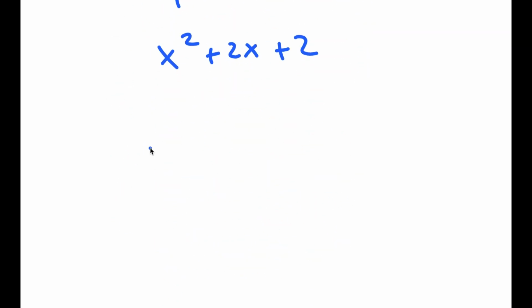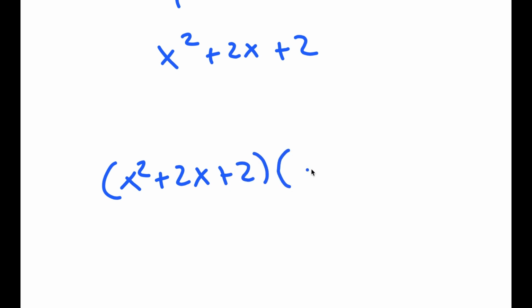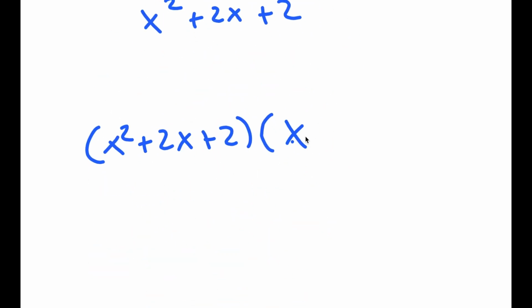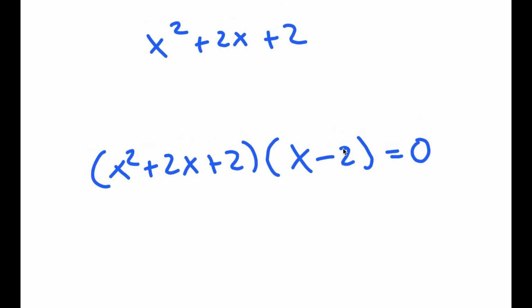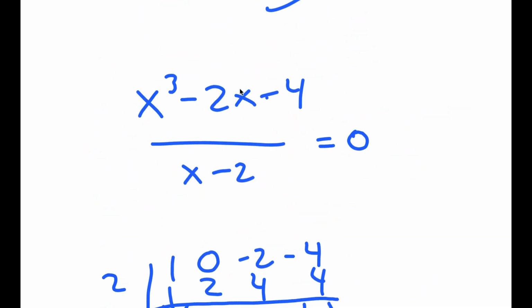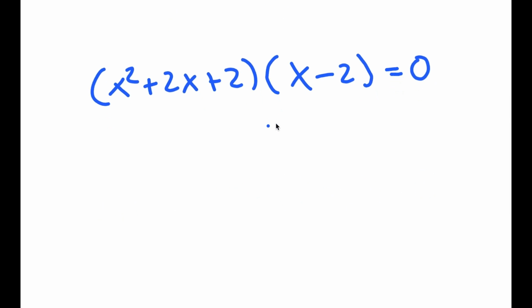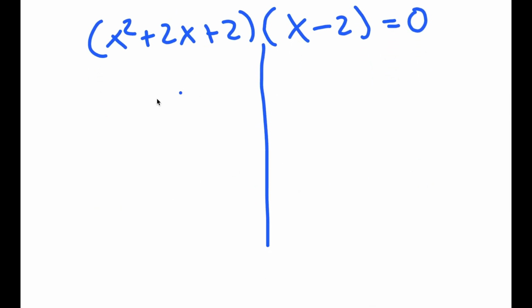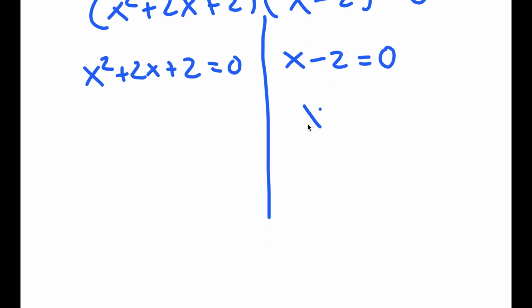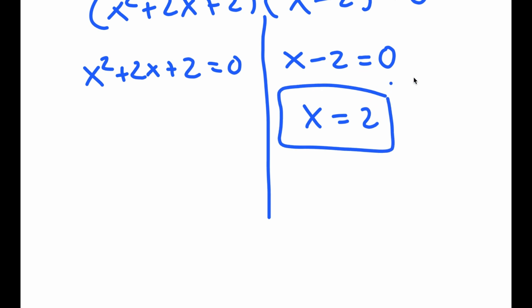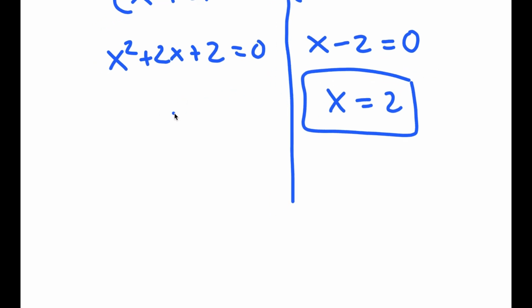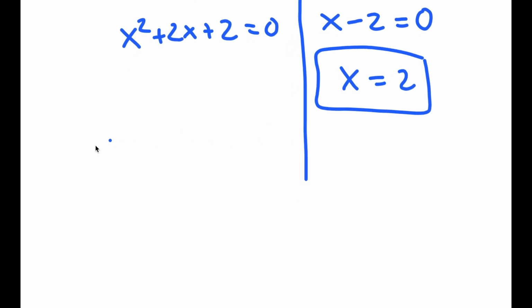So this means that x squared plus 2x plus 2 times x minus 2 is equal to 0. Because these two, when they multiply, they get this. So this gives me two equations. I have x squared plus 2x plus 2 is equal to 0, and x minus 2 is equal to 0. Now we already know that x equals 2 from this because we already solved that. So all that's left is x squared plus 2x plus 2 equals 0.